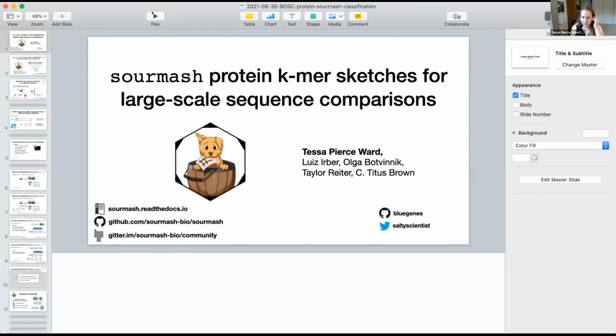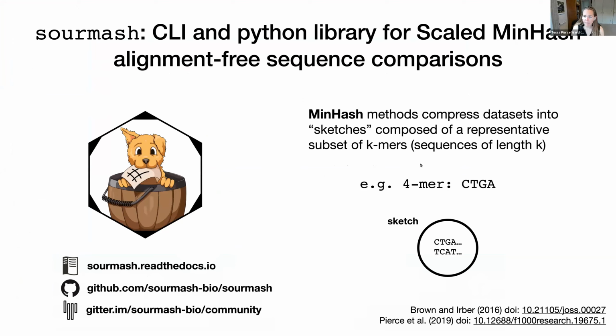Sourmash is a command line and Python library for scaled minhash analyses. Minhash methods have been around for a little while, and they compress data sets into sketches composed of a representative subset of their k-mers.